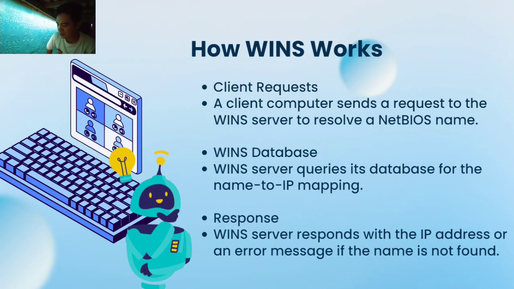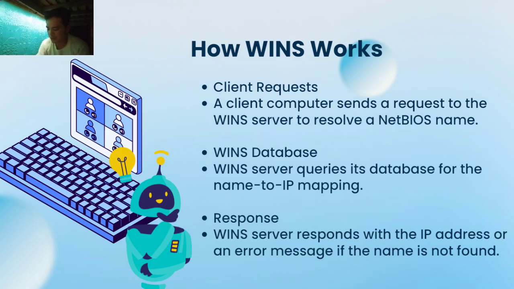How does WINS work? Client's request: a client computer sends a request to the WINS server to resolve a NetBIOS name. WINS database: the WINS server queries its database for the name to IP mapping. Response: the WINS server responds with the IP address, or an error message if the name is not found.